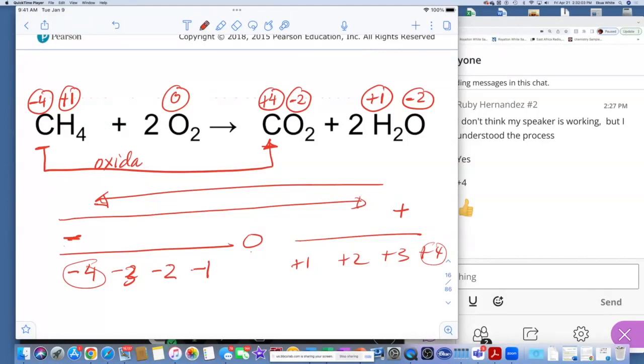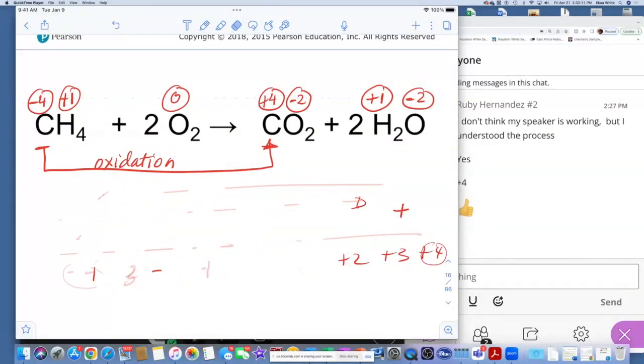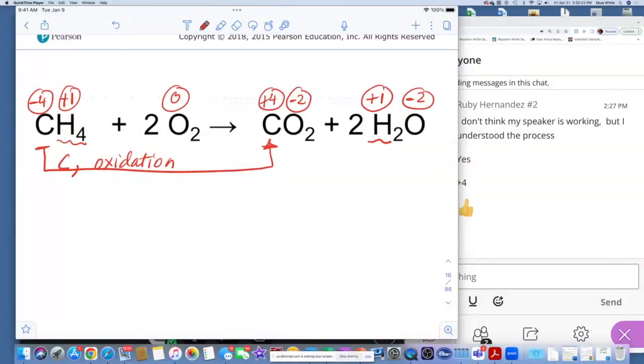So oxidation. Now, are all the elements being oxidized? No, only carbon is being oxidized, because look at hydrogen. Hydrogen is going from +1 to +1. That's not changing. So only carbon is undergoing oxidation. So we judge it by element, even though it's an element in the compound.